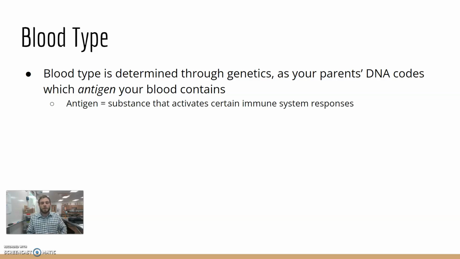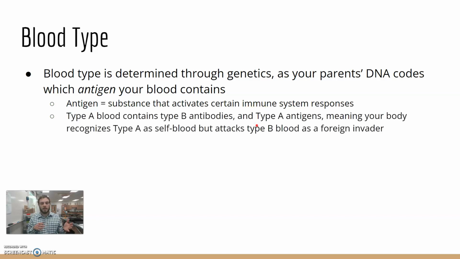An antigen is a substance that's going to activate some sort of immune response. Type A blood contains type B antibodies and type A antigens, and so it'll recognize itself if type A blood is mixed with type A blood. But if those antibodies find type B blood, they're going to attack it because it is not identified as itself.